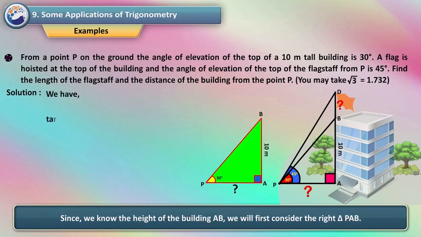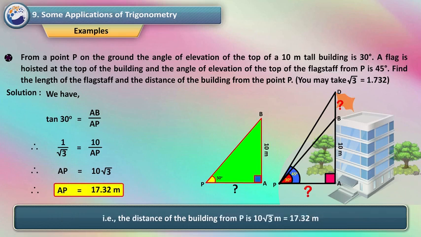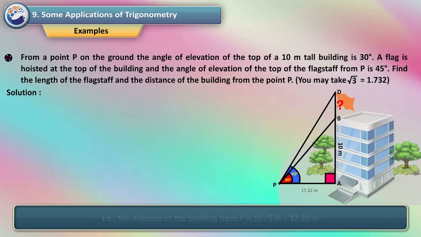we have tan 30 degrees equals AB upon AP. Therefore 1 upon root 3 equals 10 upon AP. Therefore by cross multiplication we get AP equals 10 root 3. By substituting the value of root 3, which is 1.732, and multiplying it with 10, we get 17.32 meters. That is, the distance of the building from point P is 10 root 3 meters, that means 17.32 meters.